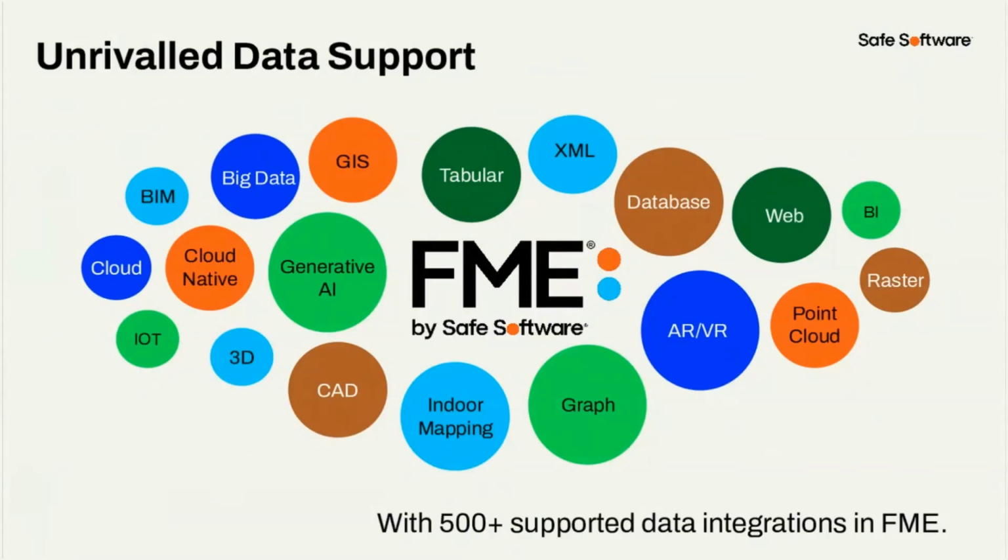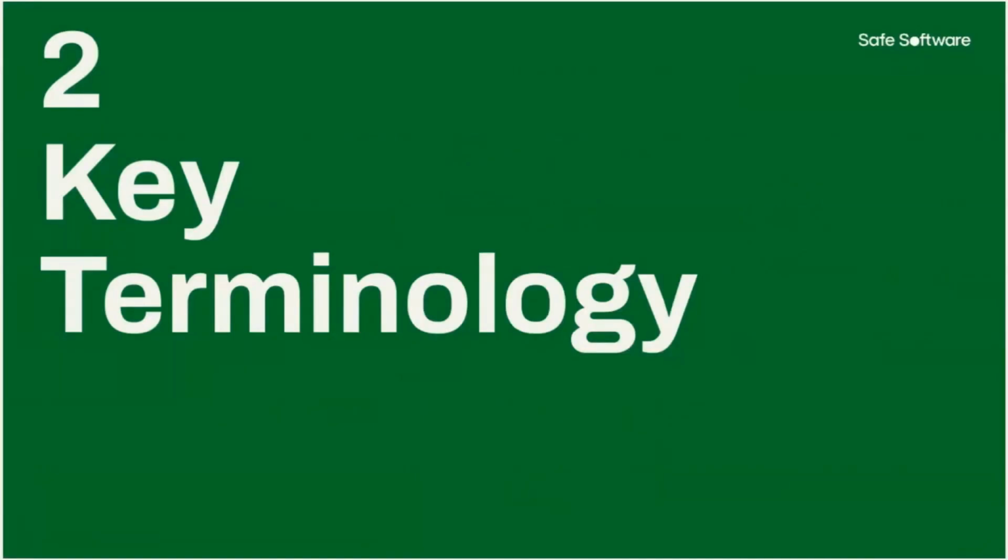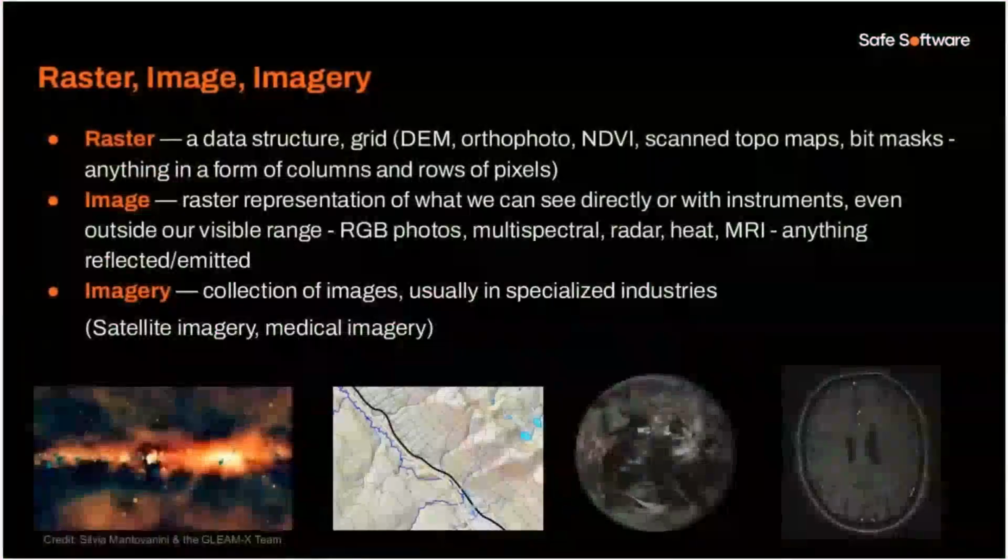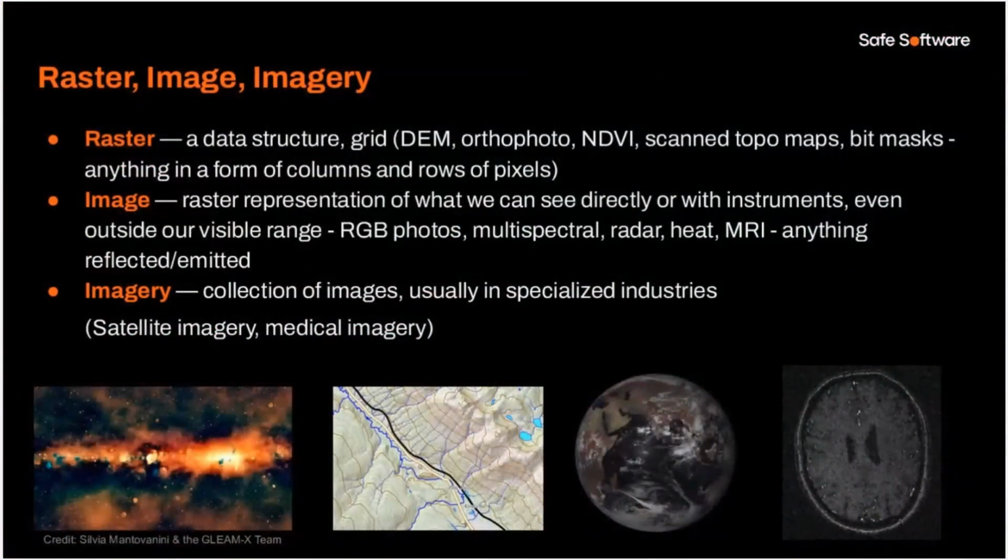Thanks, Crystal. Yeah, so we're going to review some key terminology. So raster, image, imagery. A raster is really just a data structure, and it's a grid of adjacent squares or rectangles. A raster can store anything. So it could be an ortho photo, it could be a calculation like NDVI, scan maps, topo maps, DEMs.